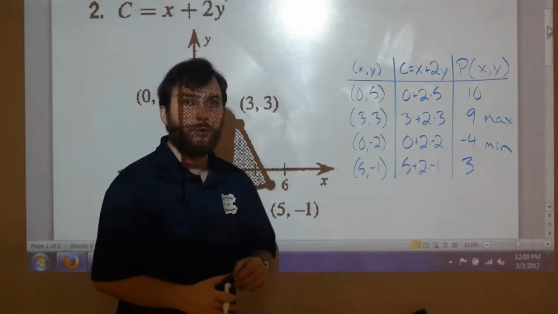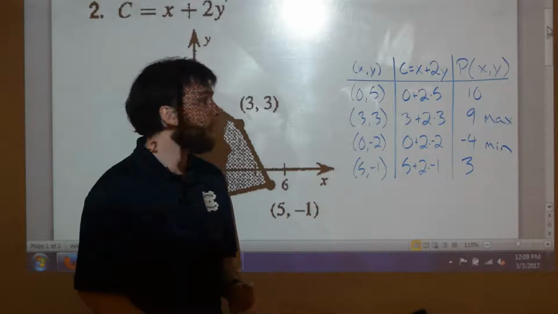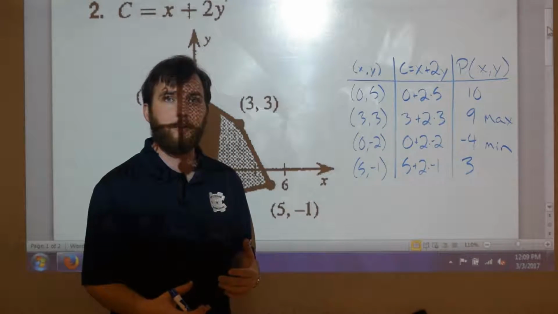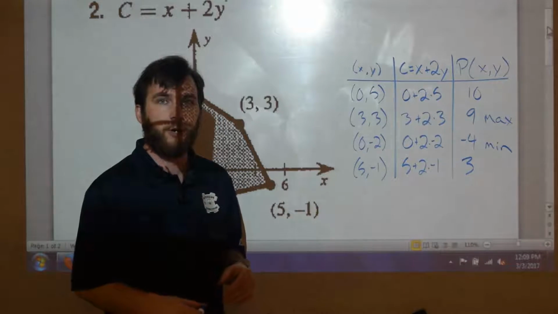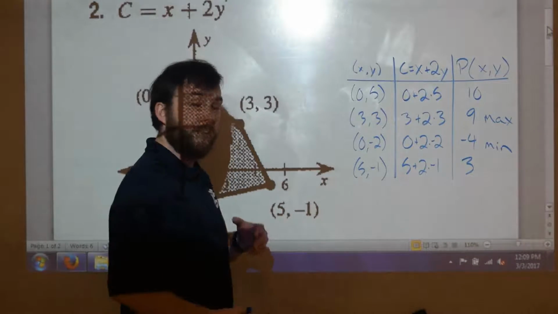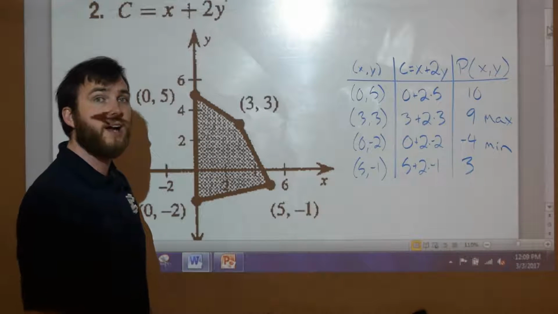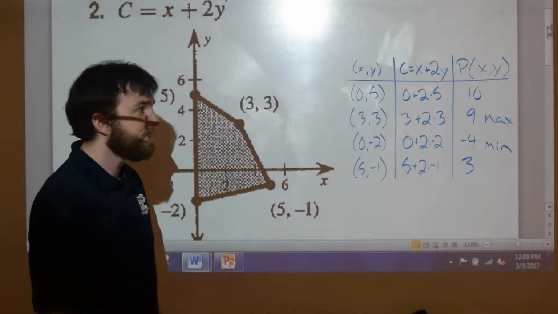That'll mean a lot more to us tomorrow when we're doing word problems. That's going to tell us how much we should produce of different goods. But like I said, more sense tomorrow when we're doing word problems. The next two problems don't have it already graphed for us, so we've got to use that knowledge we picked up yesterday.